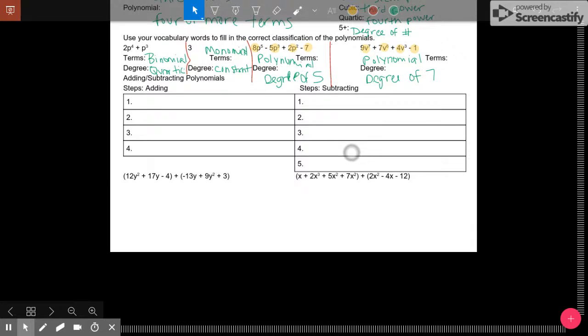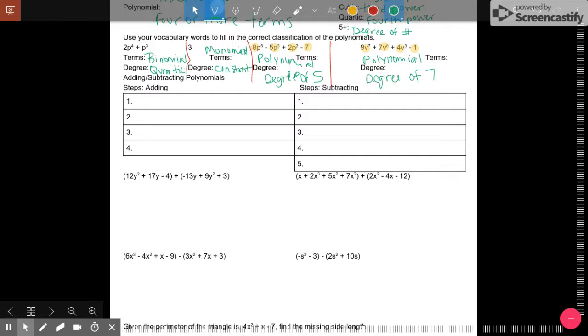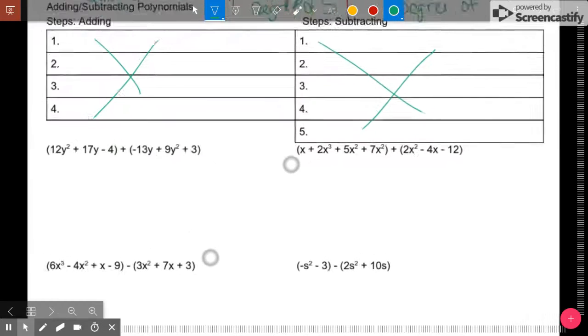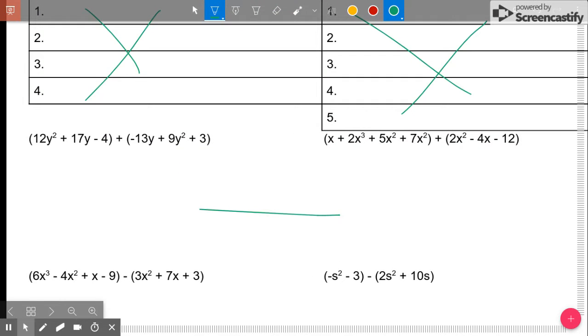So going over adding and subtracting, like I said before, I'm not going to go over the steps. Those are all in your notes. Please reference those. Those are on your Google Classroom. The biggest thing with adding and subtracting is making sure you line up your terms, lining up your same variable and exponents.